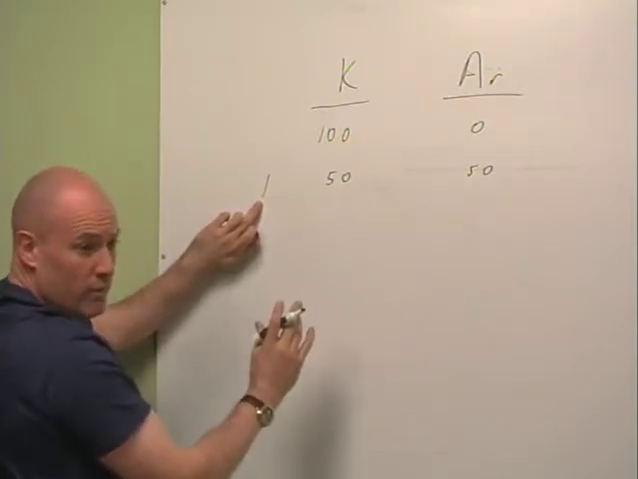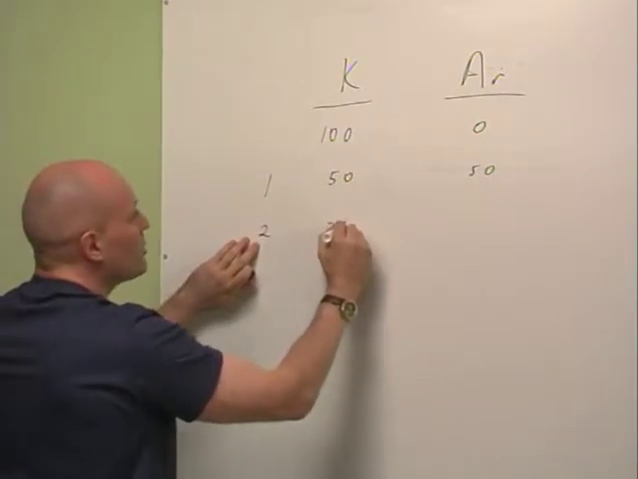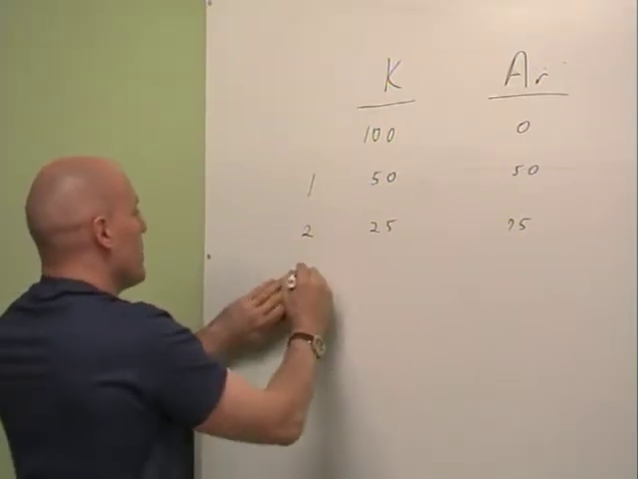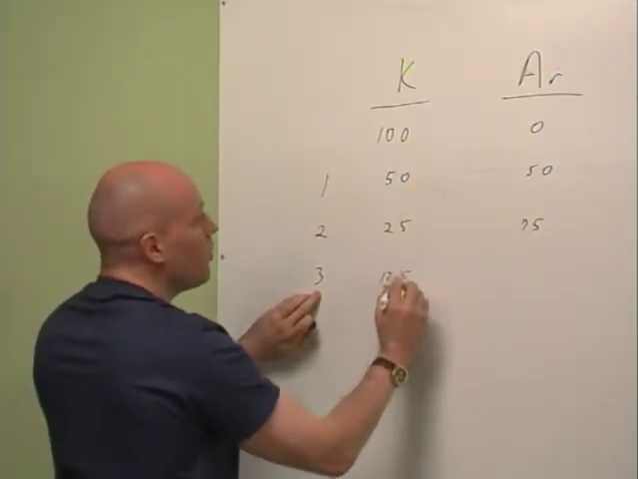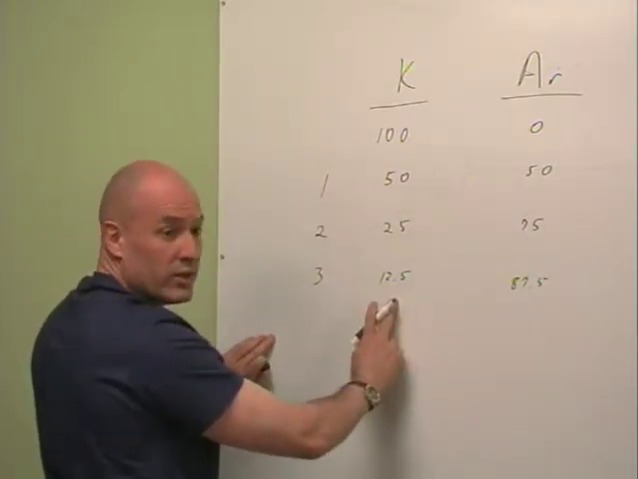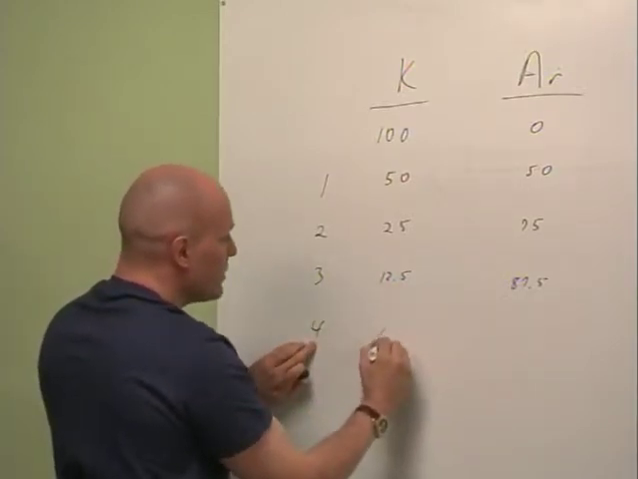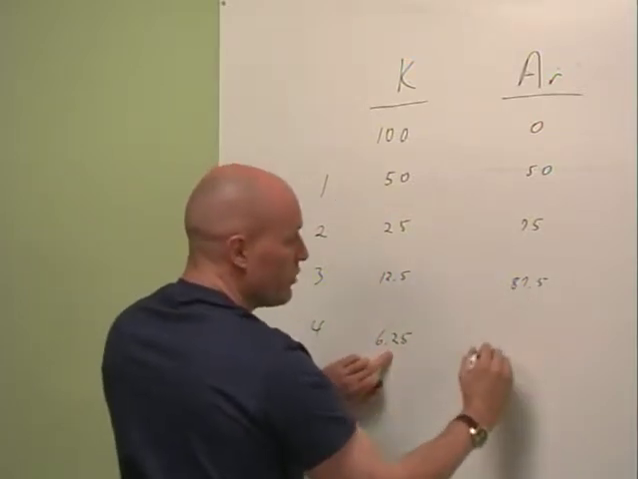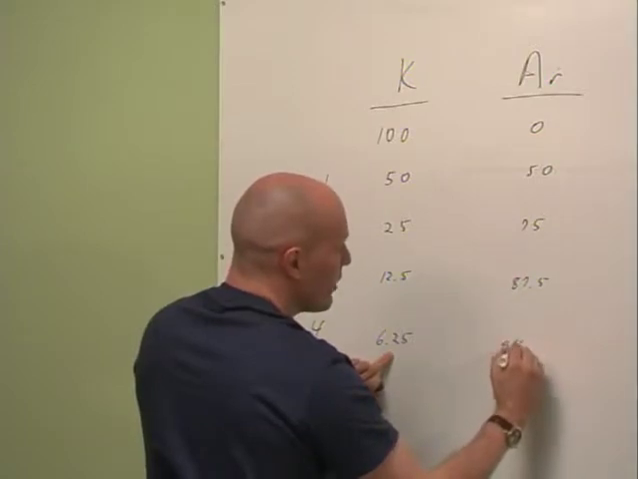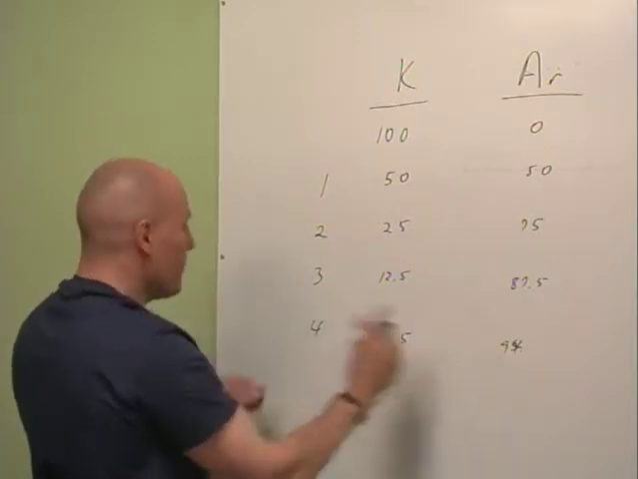The next half-life, what happens? I lose half of my potassium. So after 2 half-lives, I got 25, and over here I've got 75. After 3 half-lives, I've got 12.5, and over here I've got 85.7. What's my ratio now? It's not 10 to 1 yet, so I'm going to keep going. 4 half-lives, I've got 6.25. I'll add 6.25 to this, and I get 94. Okay, so now what's my ratio? More than 10 to 1, right?